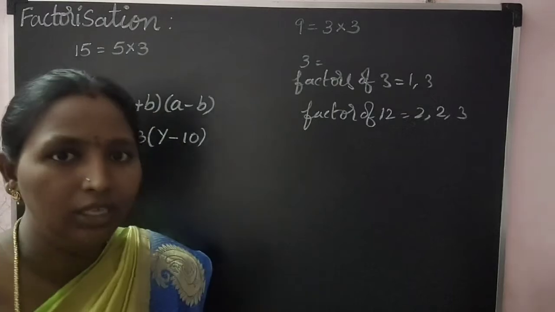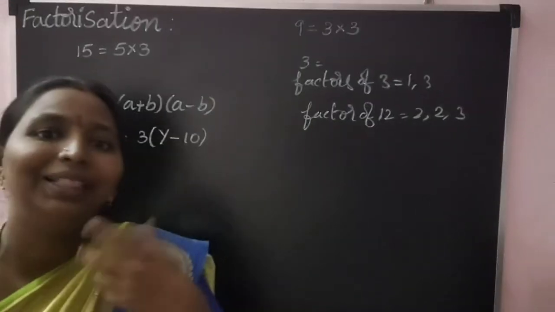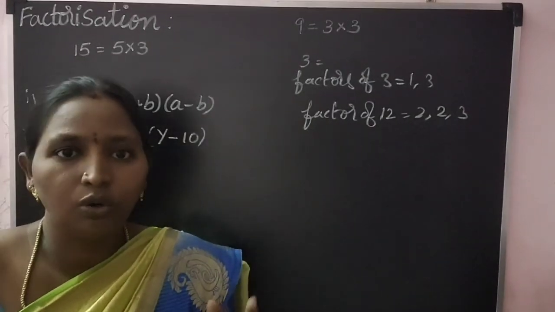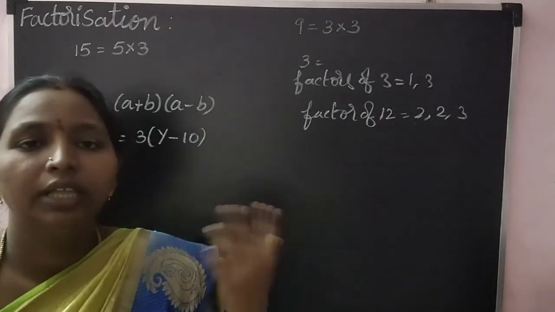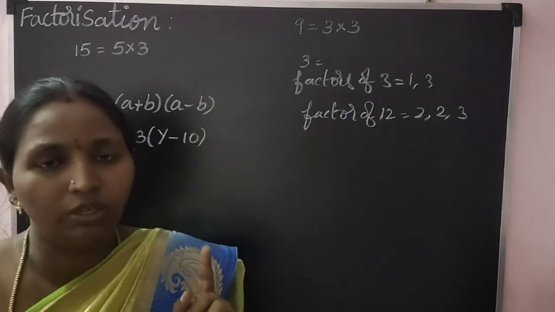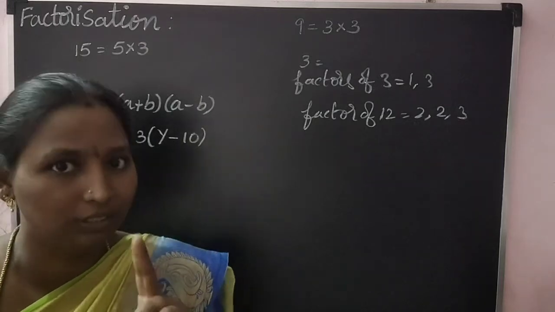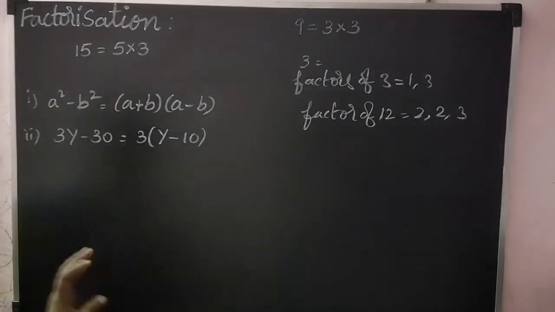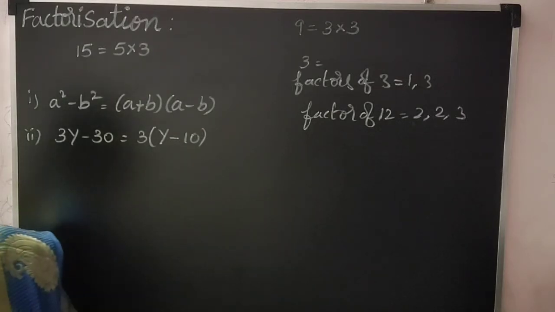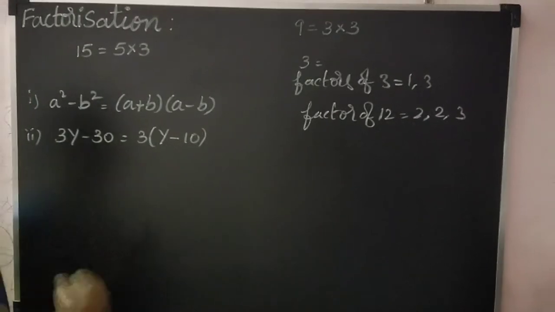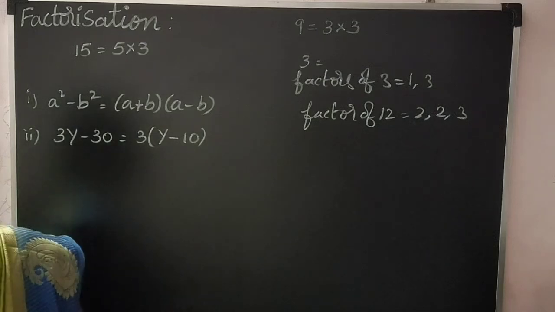Okay. And 1 is a factor for all the numbers, isn't it? So you can write 12 now, 1 into 12, 12. Then 3 means 1 into 3, 3. So every number has a factor, that is 1.